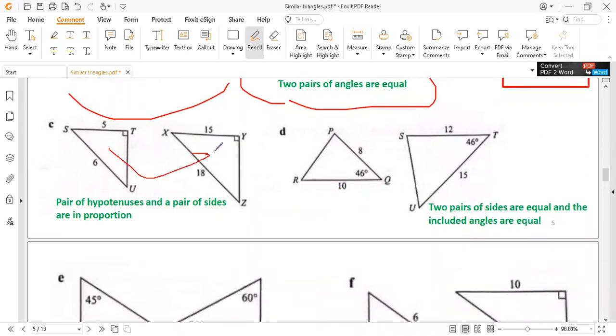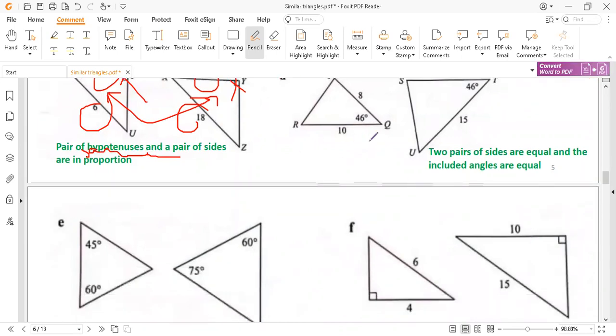In this one, we are working in a particular case with right angle triangles. So yes, we don't mention the 90 degrees. It is sufficient to say that we have hypotenuse over hypotenuse equal to the other side over the other given side. So 18 over 6 equals 3, and 15 over 5 equals 3. So a pair of hypotenuses and a pair of sides are in the same proportion, we say.